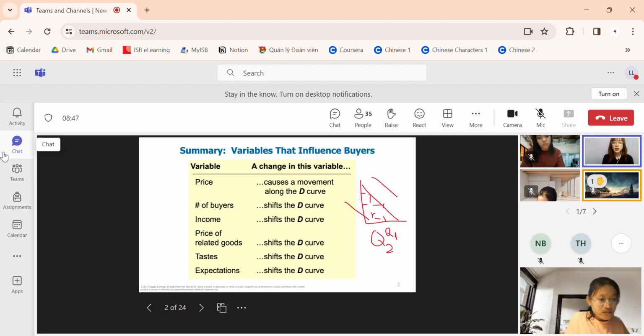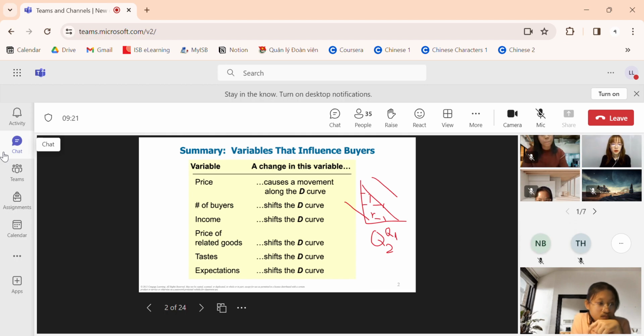Okay. So can you give me any example that you observe around you, or your own experience, that is related to one of these factors that can shift the demand? Whatever example you have, like when you buy something. Let's see. Any new friend would like to contribute? Feel free to raise a hand. Okay, so Phương Nghi. Yes, Phương Nghi.